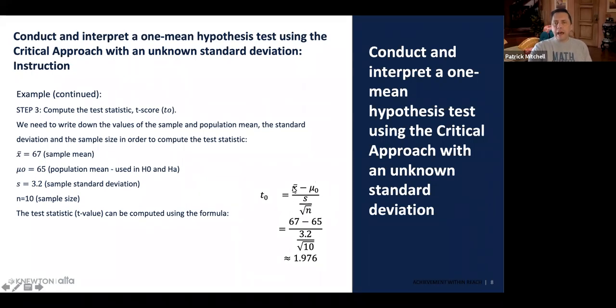Here is the formula that we talked about in the last video. So notice the things that go into this: the sample mean, which was given to be 67. Mu sub 0 is the number that appears in the null and alternative hypothesis, sometimes called the hypothesized mean. That's 65. S, the sample standard deviation, was given to be 3.2, and n equals 10. And I want to point out that the population standard deviation was not given, so we need to treat that as unknown. That's why we're using t for the test statistic.